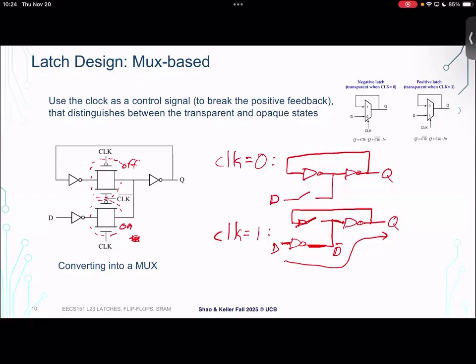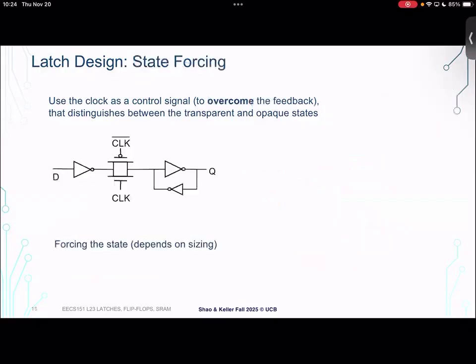Okay, let's look at one more latch design. This one is, I think, a little more common in practice, but a little bit trickier to understand, or even weirder compared to other kinds of gates that we've looked at. So this is a latch design that relies on state forcing in order to write into the positive feedback cell. So let's do the same analysis that we did on the previous slide to understand how this works.